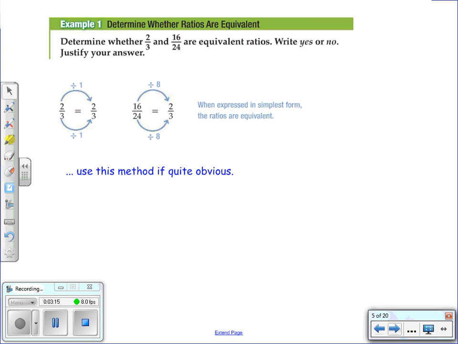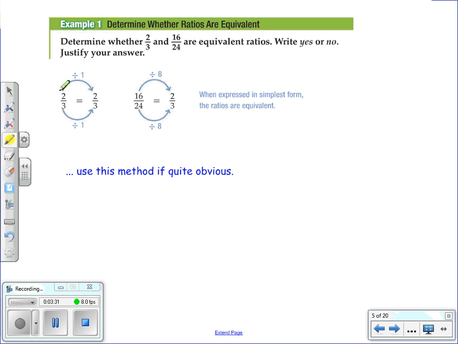All right, let's determine whether two fractions or two ratios are equivalent. You can do that by putting them both in simplest form. So here we're comparing 2/3 to 16 over 24. 2/3 is already in simplest form. If I put 16 over 24 into simplest form by dividing by 8 on the top and the bottom, I get 2/3. So in simplest form, they are the same. That means these two ratios are equivalent.